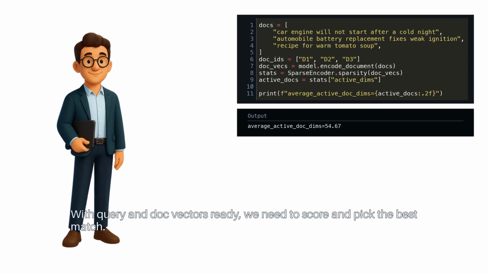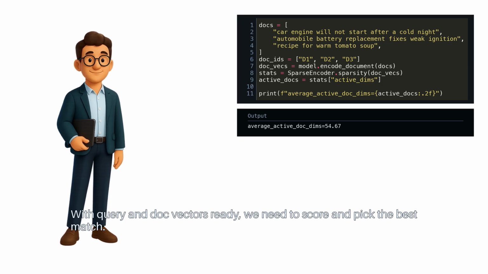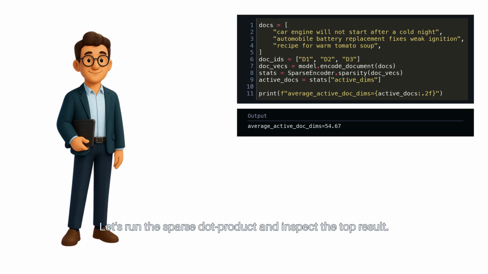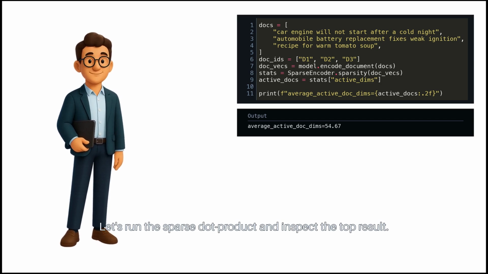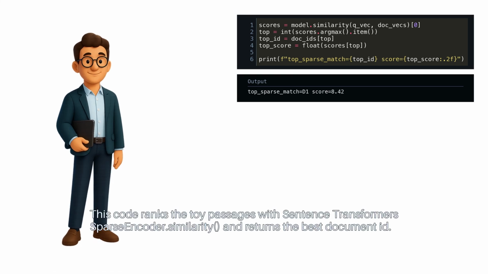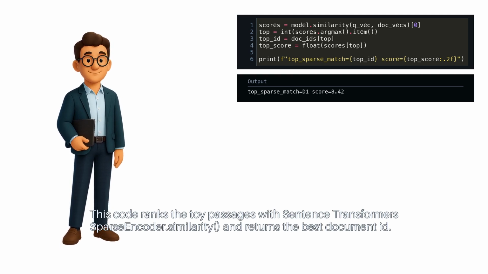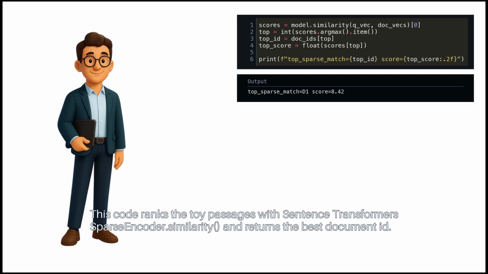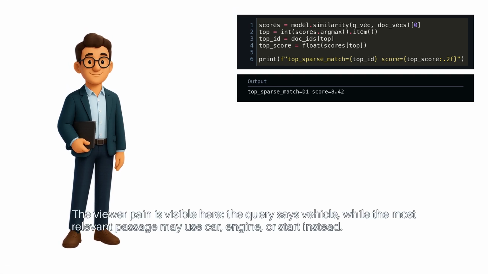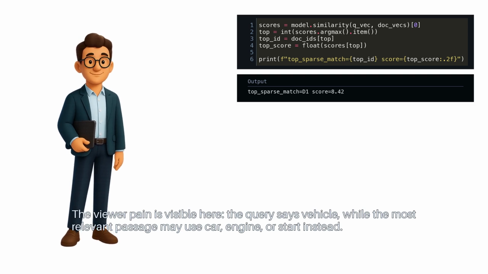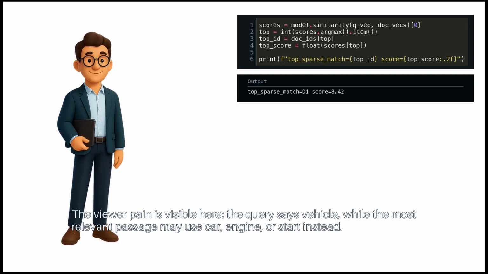With query and doc vectors ready, we need to score and pick the best match. Let's run the sparse dot product and inspect the top result. This code ranks the toy passages with Sentence Transformers SparseEncoder.similarity and returns the best document ID. The viewer pane is visible here. The query says vehicle, while the most relevant passage may use car, engine, or start instead.